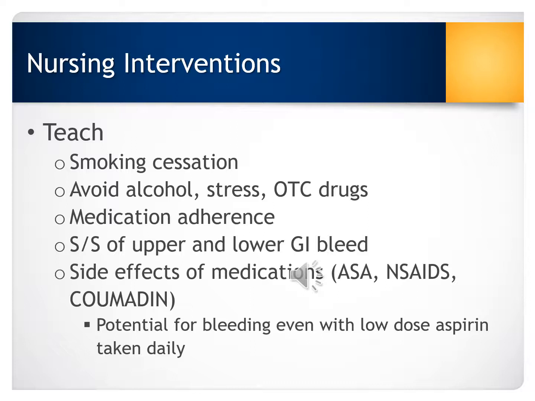They should know the signs and symptoms of upper and lower GI bleed. And they should know the side effects of any medications that they go home on that may increase their risk for bleeding, such as aspirins, NSAIDs, and other anticoagulants such as Coumadin.